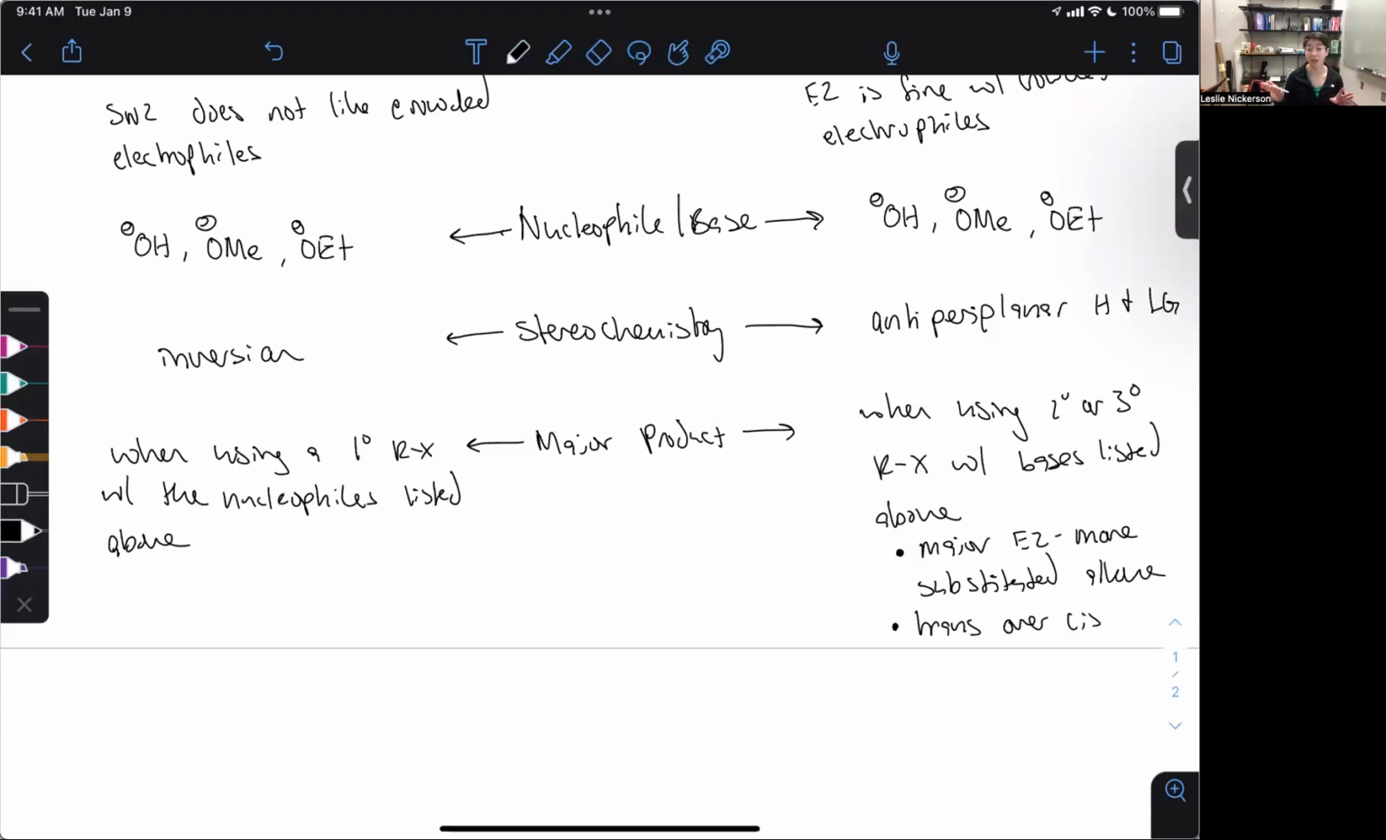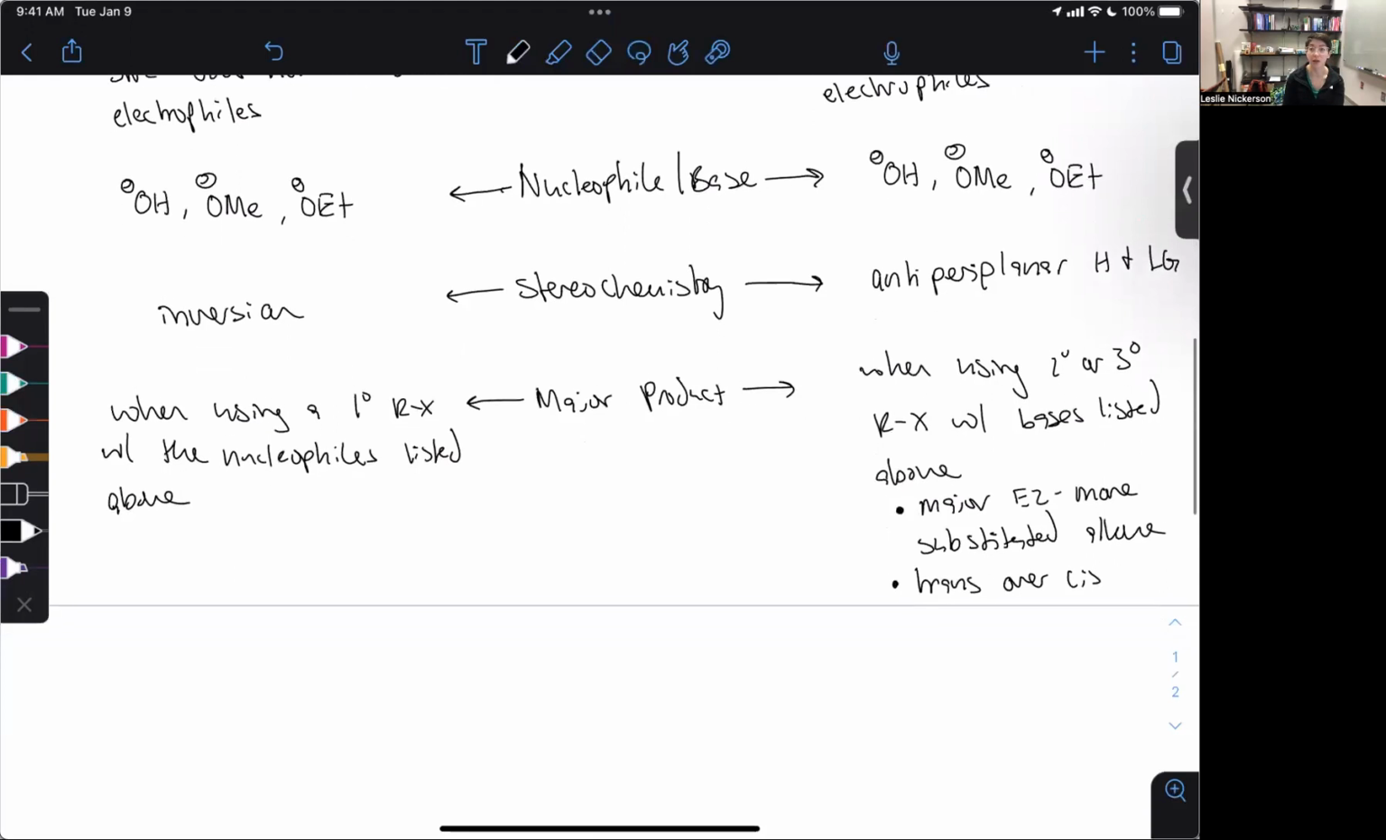Okay, so trans alkene, where you've got them staggered, is going to be much more stable than a cis alkene where you've got them eclipsed. Okay, so let's look at a couple of examples, just kind of pulling all this together.